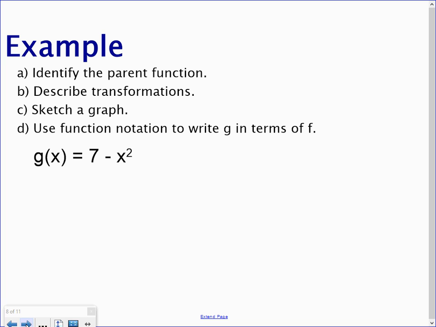So take a quick minute in your small groups and see if you can talk about A through C. What would you do? What's the parent function? What are the transformations? And how would you go about graphing it? I'll give you just a quick minute to chat. 7 minus x squared.